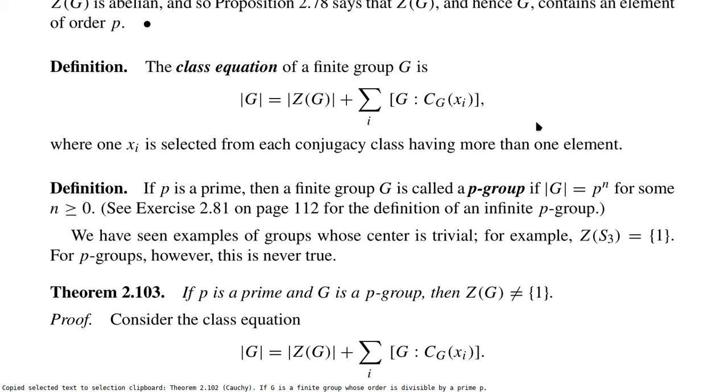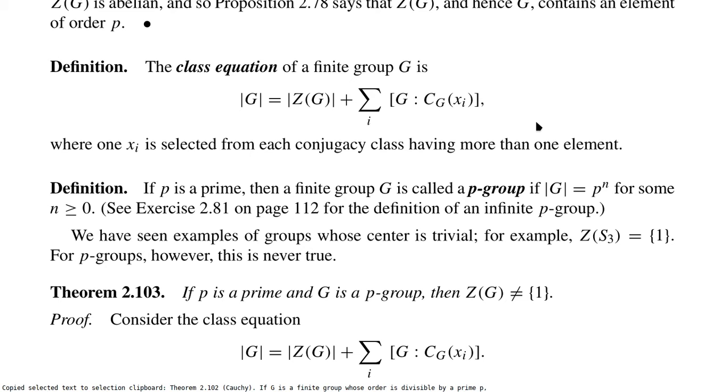Now, if p is a prime, then a finite group G is going to be a p-group. So p-groups over here are going to be important. If p is a prime, then for a finite group G, it is a p-group when the order of the group is equal to p to the n, for some positive integer n. This is a finite p-group. It talks about the fact that there are some infinite p-groups, which he describes in some other exercise.